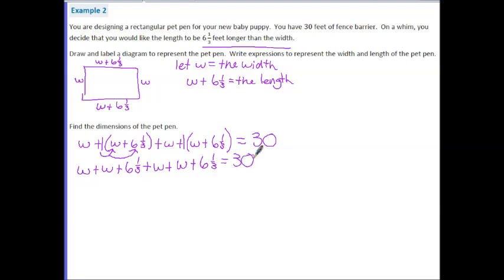Now that we've done multiplication, I don't see any division, so now I'm looking for addition or subtraction, which is combining like terms. So if I count them up, I have 1, 2, 3, 4 W's. And if I add together 6 1/3 plus 6 1/3, we get 12 2/3.